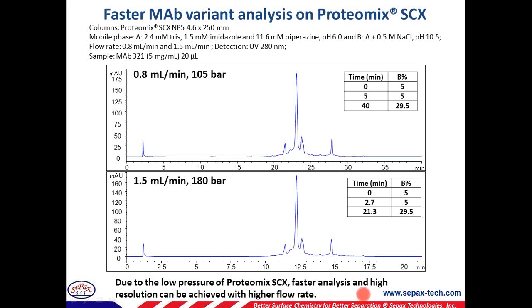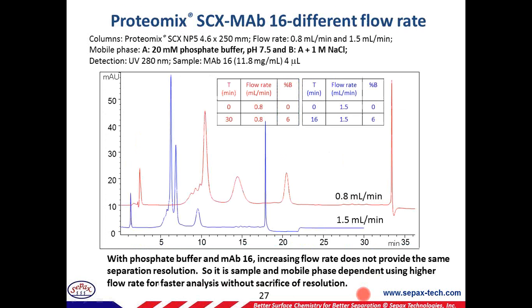However, you have to look at the sample and buffer system. Not every sample can achieve the same thing. You have to do a lot of modifications. With the next example, it's a different mAb with a phosphate buffer system at pH 7.5 on the same SCX column.